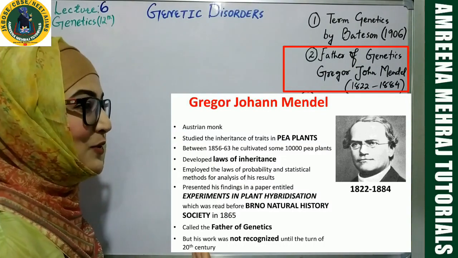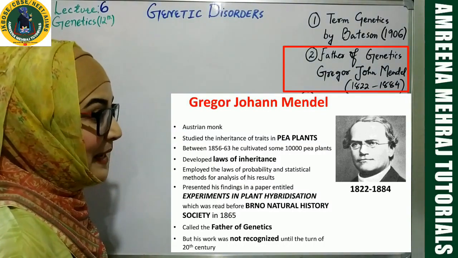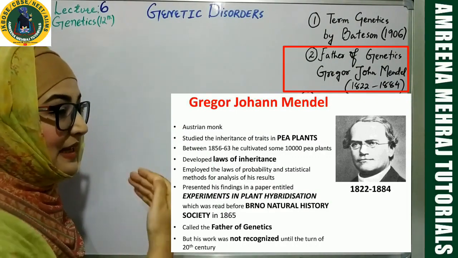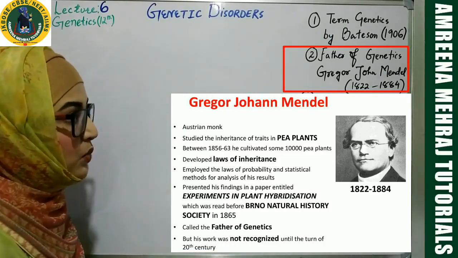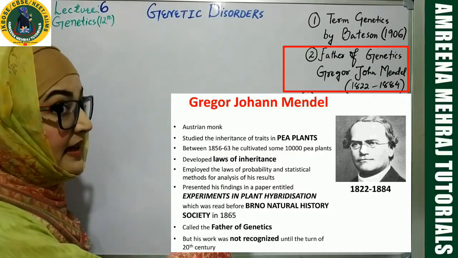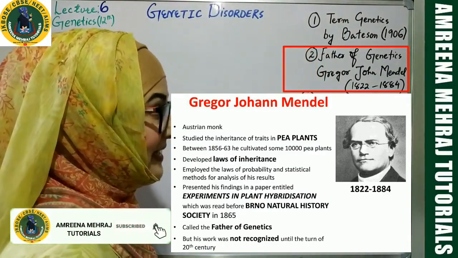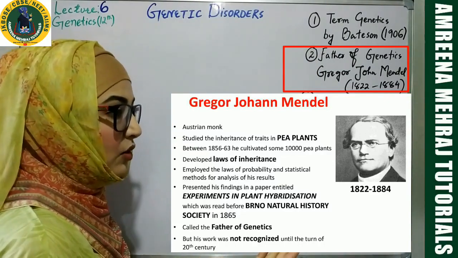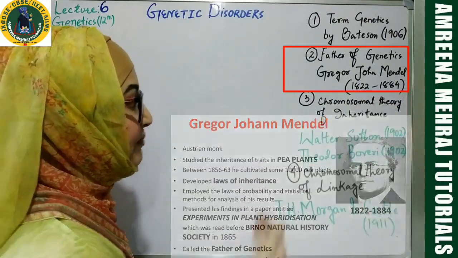Although his work was not acknowledged, his work was not accepted at that point of time because he spoke something very different to what was basically present in that scientific era when he performed his work. Later on his work was rediscovered, okay? But he is credited as father of genetics because he gave us the basic principles like the law of dominance, law of unit character, law of segregation, law of independent assortment, etc.